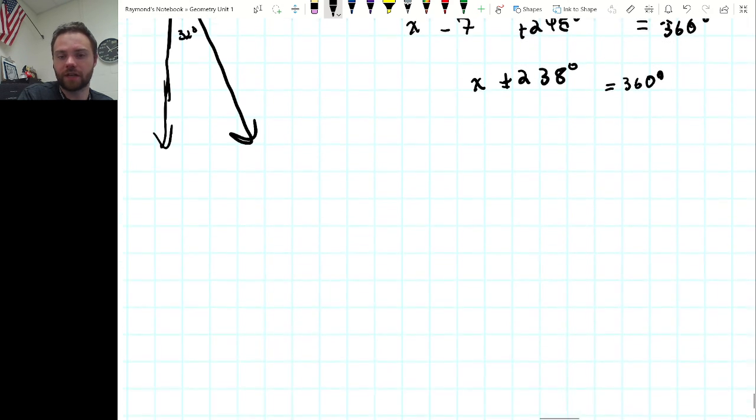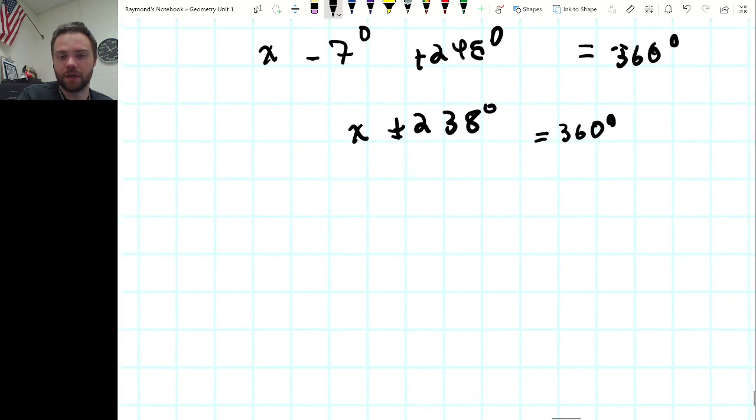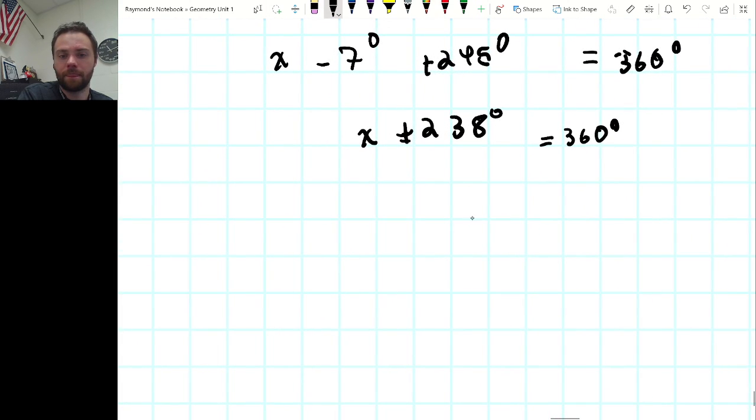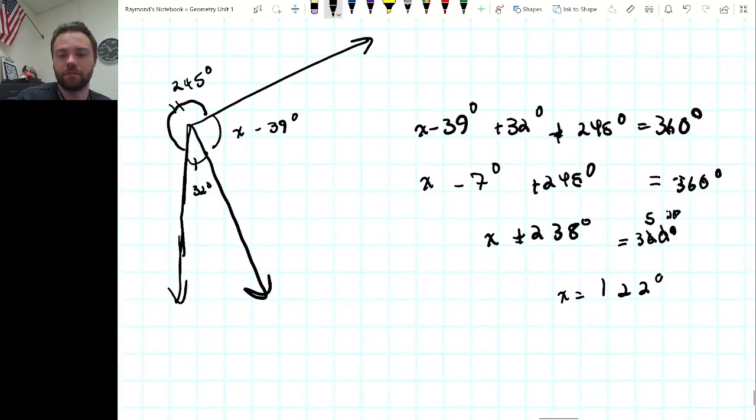And then I can just subtract 238 from both sides. So I'm going to get x equals, let's see, 6 is going to need to go to 5. That's going to need to go to 10. So 3 minus 2 is 1. 5 minus 3 is 2. And then 10 minus 8 is going to be 2 as well. So 122 is what x equals.